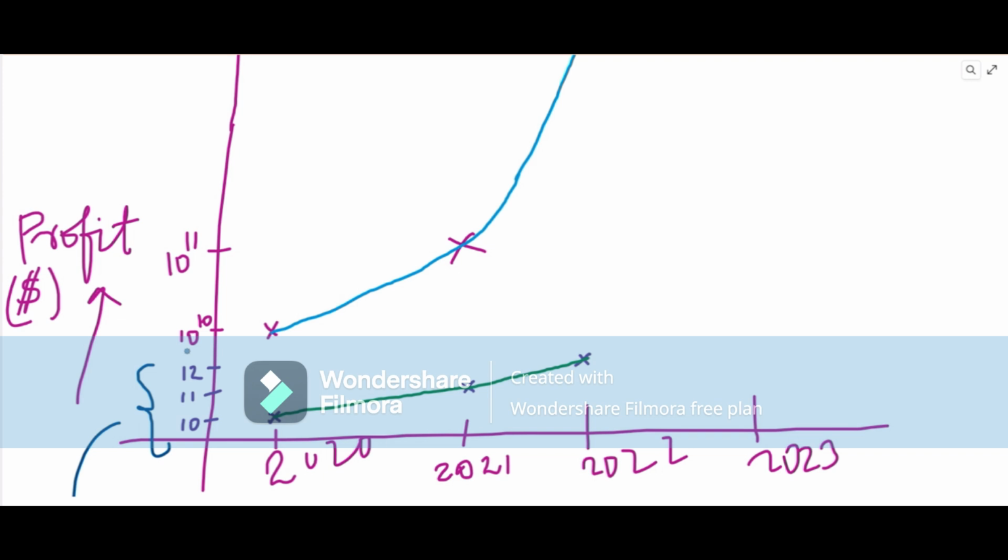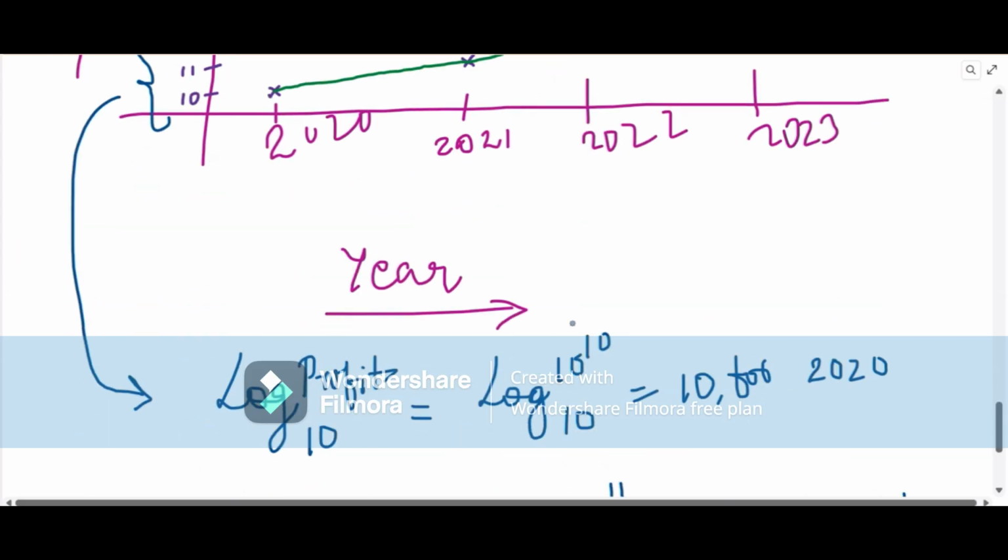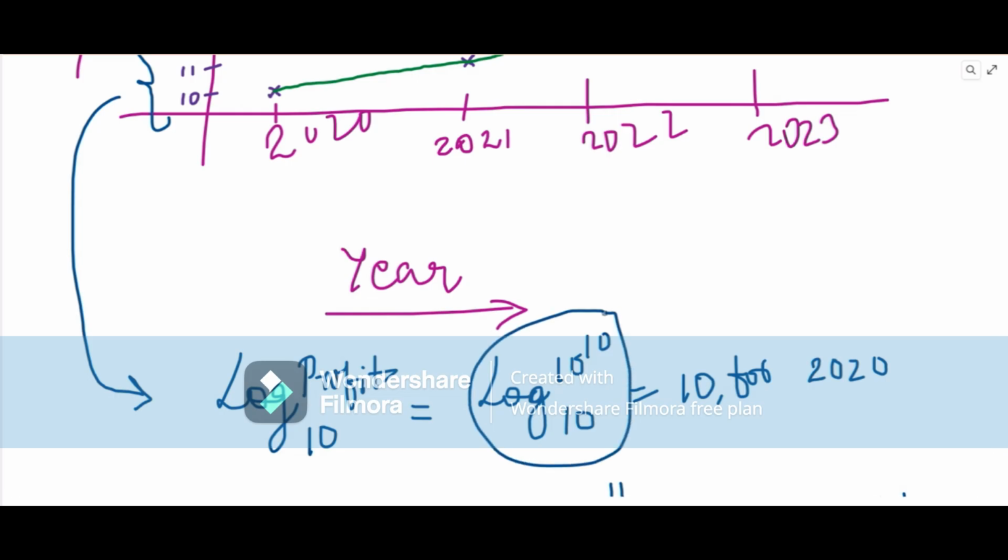So instead of using 10 to the power 10 dollars, or 100 billion, as a starting point, you just use the log of that value. For example, log of 10 to the power 10 to the base 10 gives the result as 10. So instead of using 10 to the power 10, you're gonna use the log of your profit, which is log of 10 to the power 10 to the base 10, which gives the value as 10.